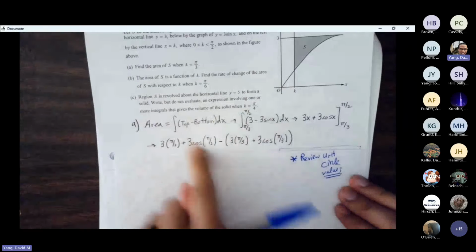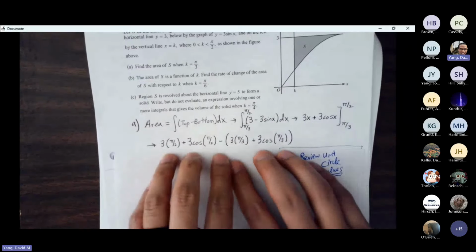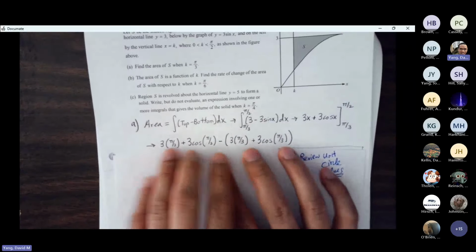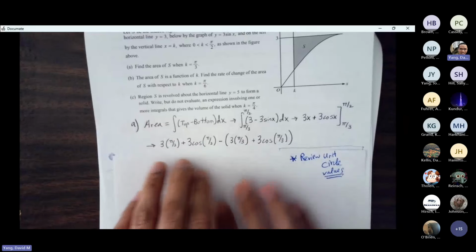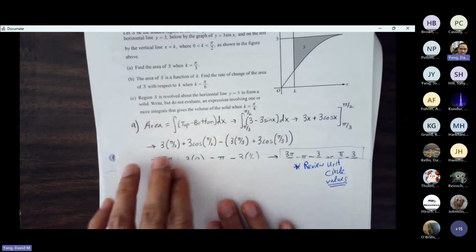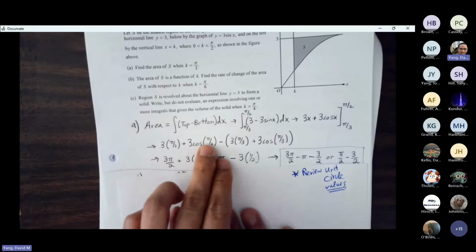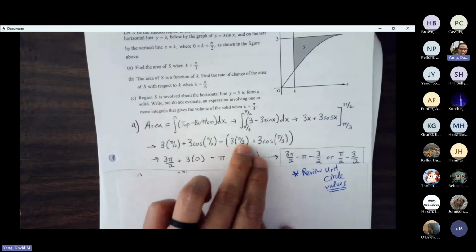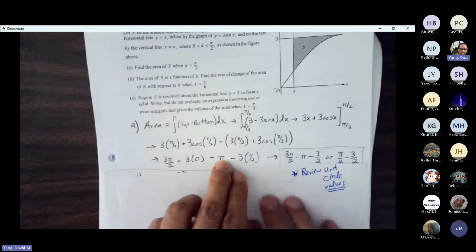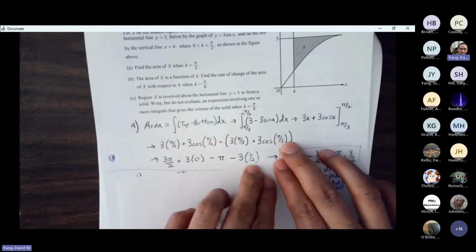If you leave your answer in this form, you're going to get at least 1 point taken off because you did not go far enough. Okay, so 3 times pi over 2, that's just a number. Cosine of pi over 2 is 0. 3 times pi over 3 is just pi, and then cosine of pi over 3 is 1/2.